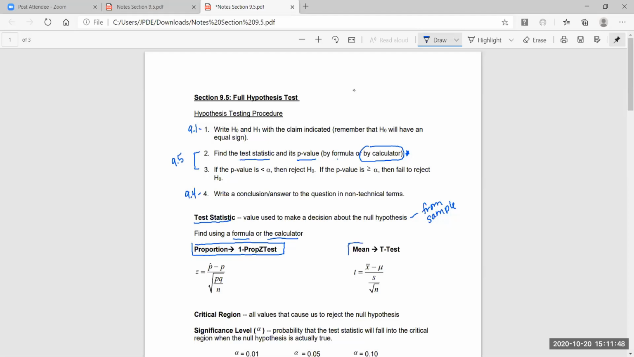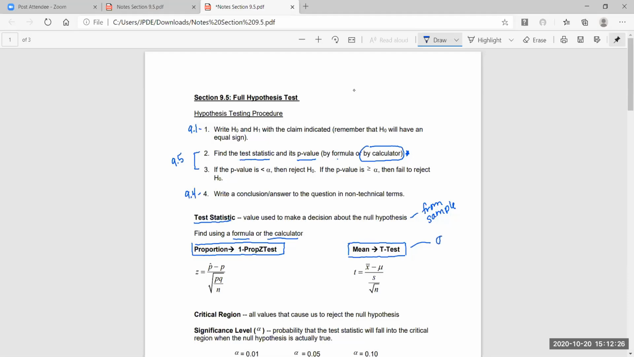For a mean, you will use a t-test. So again, just like in chapter 8 when we did the intervals, if we were doing an interval about a mean, it was a t-interval. Now, because it's a hypothesis test, it's a t-test. And we talked about when we did our confidence intervals that there are intervals and tests using z, a z-test and a z-interval.